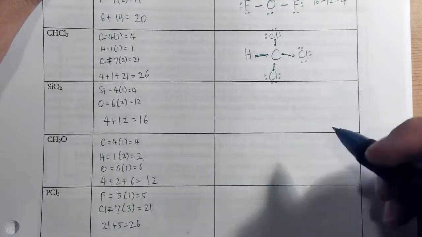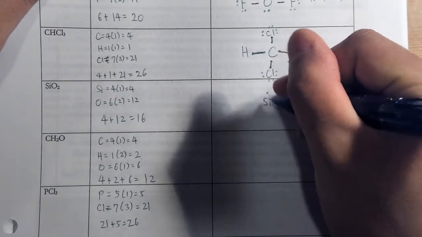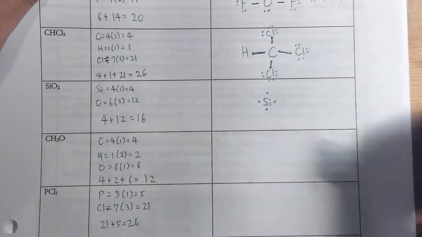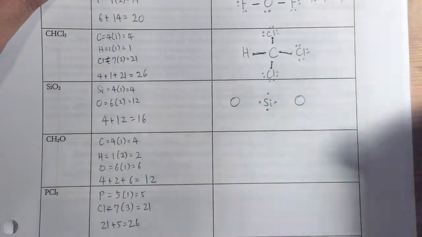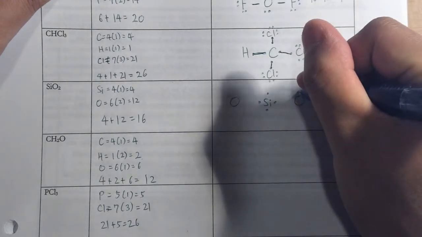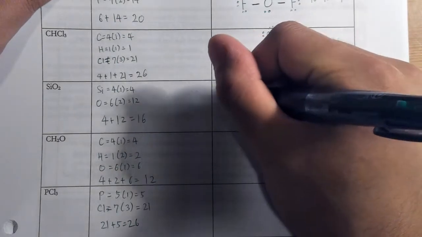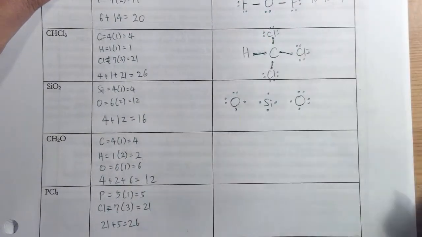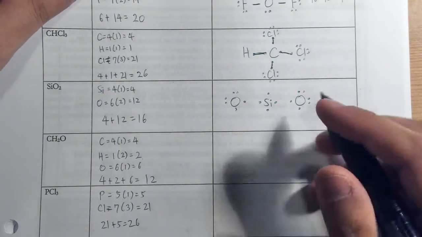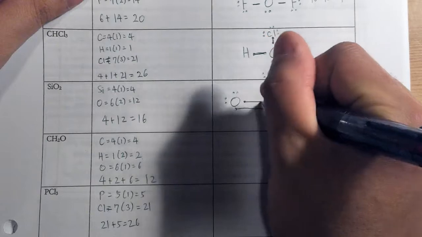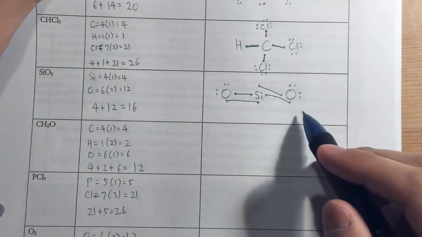So for SiO2, a simpler way to do this is: Si has 4 valence electrons, so I'm going to put 4 valence electrons. And then there's 2 O's, so I'm going to put an O here and an O here. Oxygen has 6 valence electrons. Okay. Next, I'm going to connect those electrons that are by themselves. So connect, connect, connect, connect. Alright, so they're all connected.